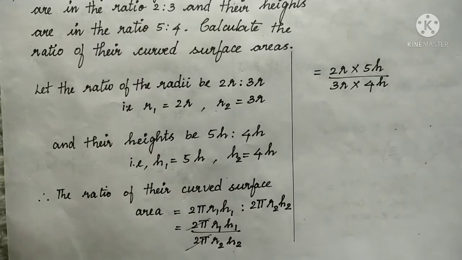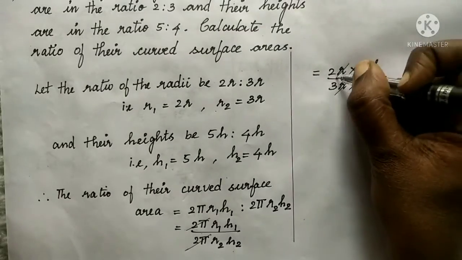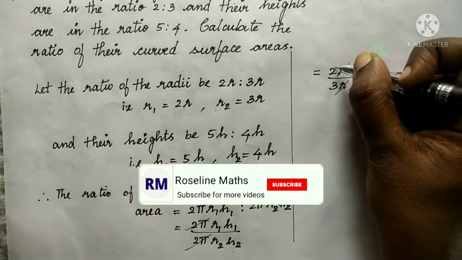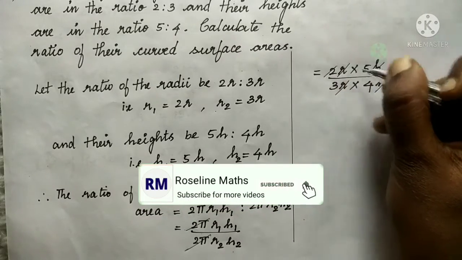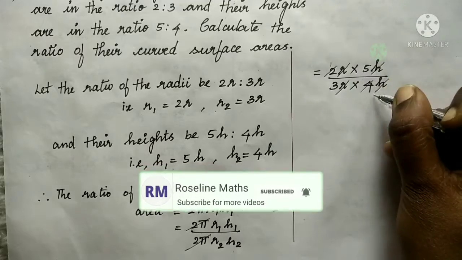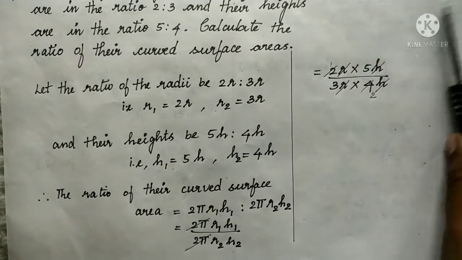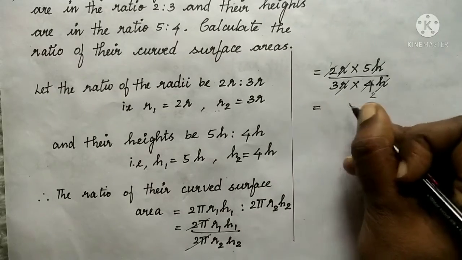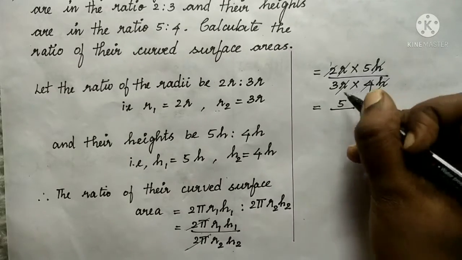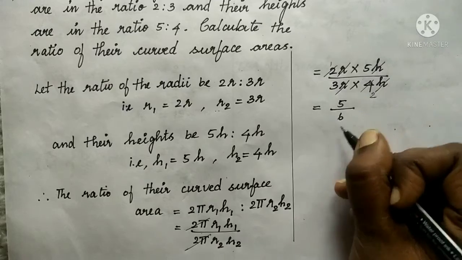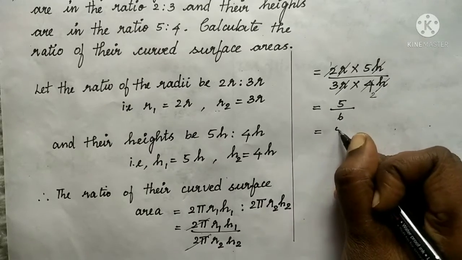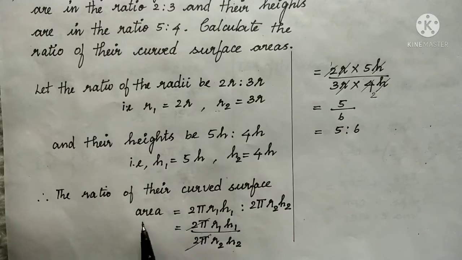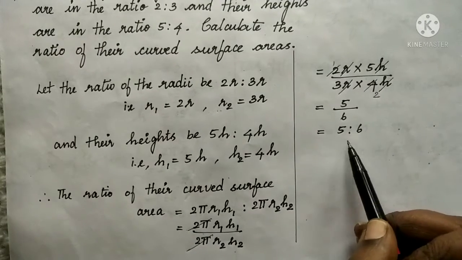Now we will simplify this one. r and r will get cancelled. h and h will get cancelled. And 2 and 4 will cancel and write 2. Now 1 into 5 is 5. And in the denominator, 3 into 2 is 6. We'll write this in the ratio 5:6. Therefore, the ratio of the curved surface area is 5:6.